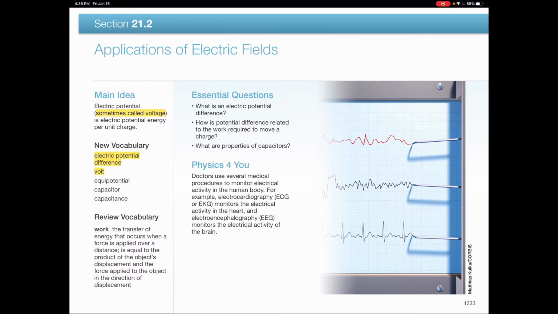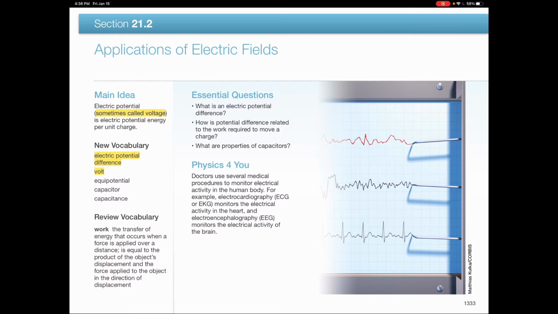In this screencast, we are going to look at the work done by moving electrical charges in electric fields. This will change the potential energy. We're going to introduce a new concept. The change in potential energy per unit charge is something that is called voltage.